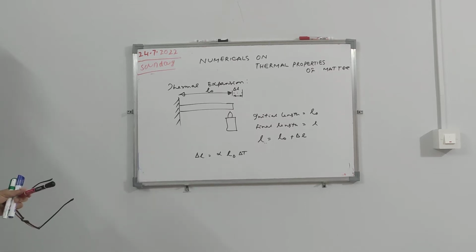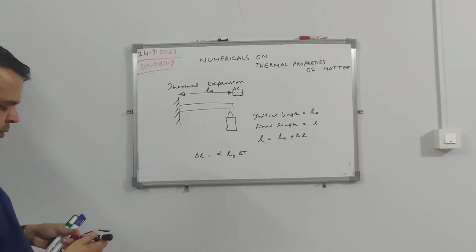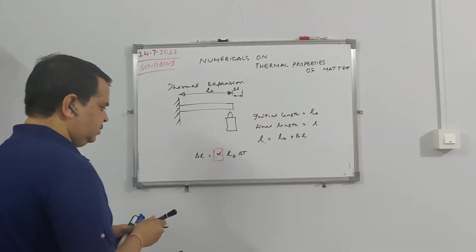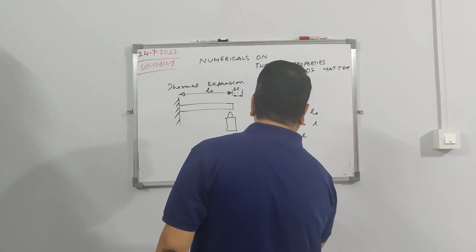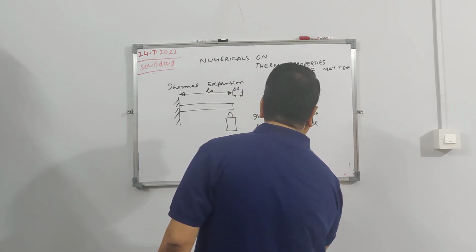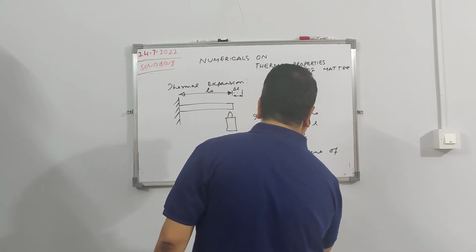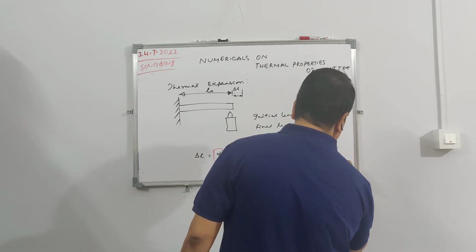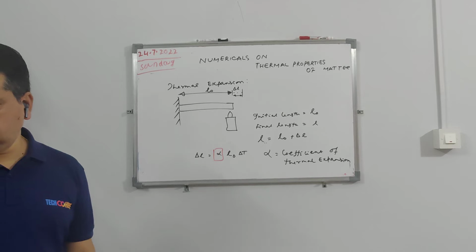So if the initial length is more, it will expand more. If you raise the temperature by a higher value, it will expand more. So this value alpha is a constant, called the coefficient of thermal expansion. Okay. So the alpha is equal to the coefficient of thermal expansion.